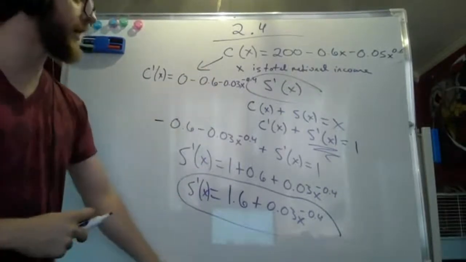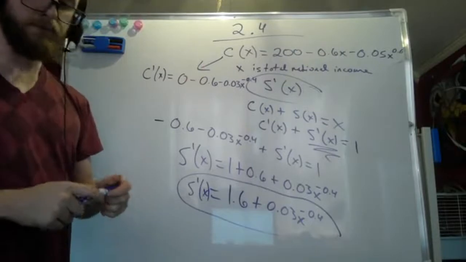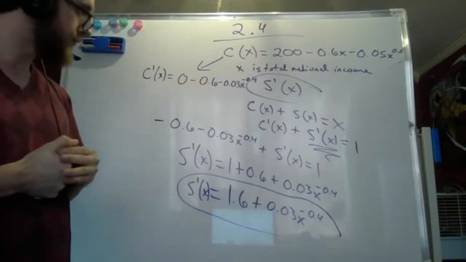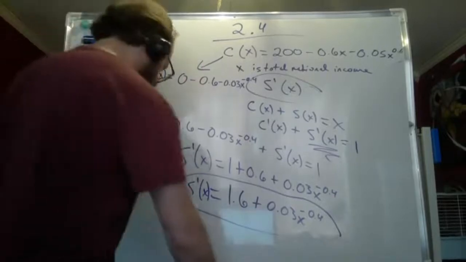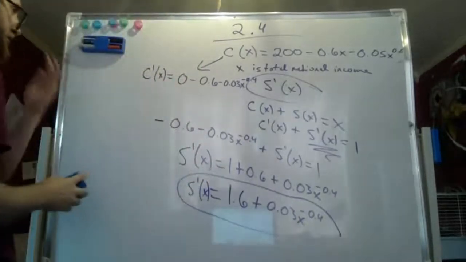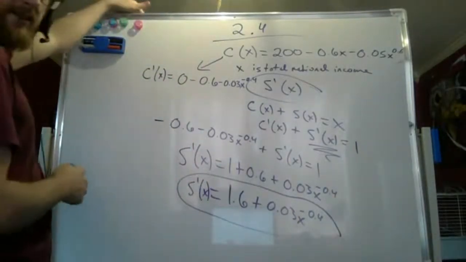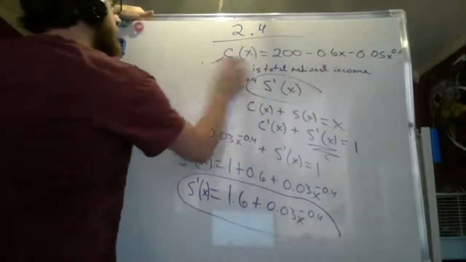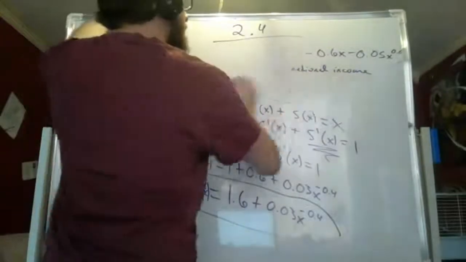We have found our marginal propensity to save. So there we have it. There's an example using consumption functions. Let's see. Yeah, we'll go ahead and do maybe one or two more examples. I think you guys have got it at this point though.